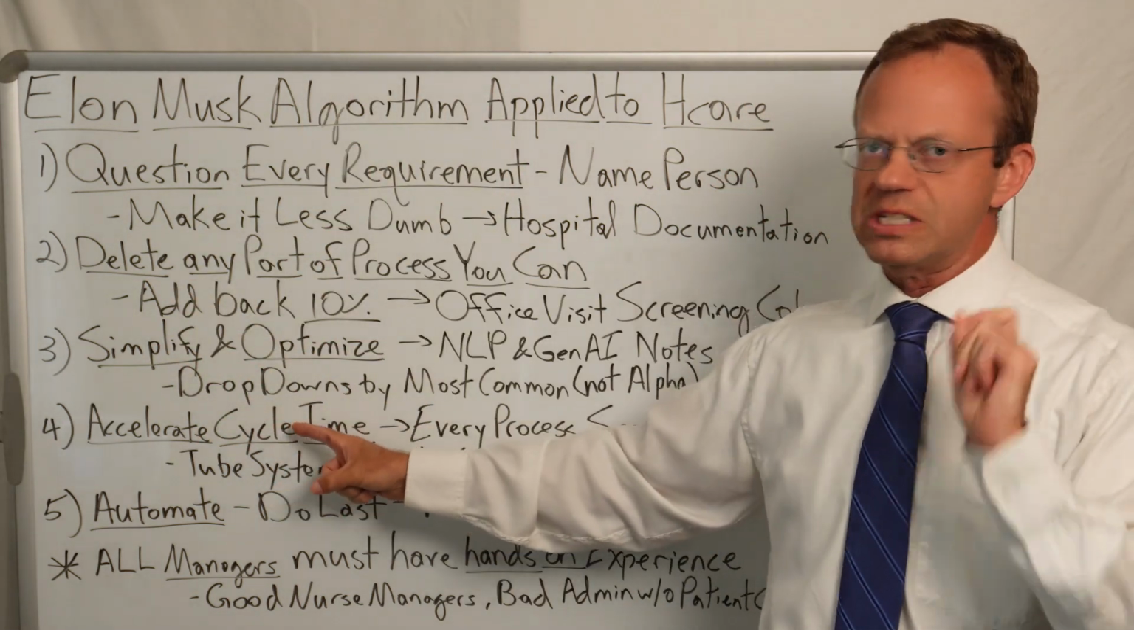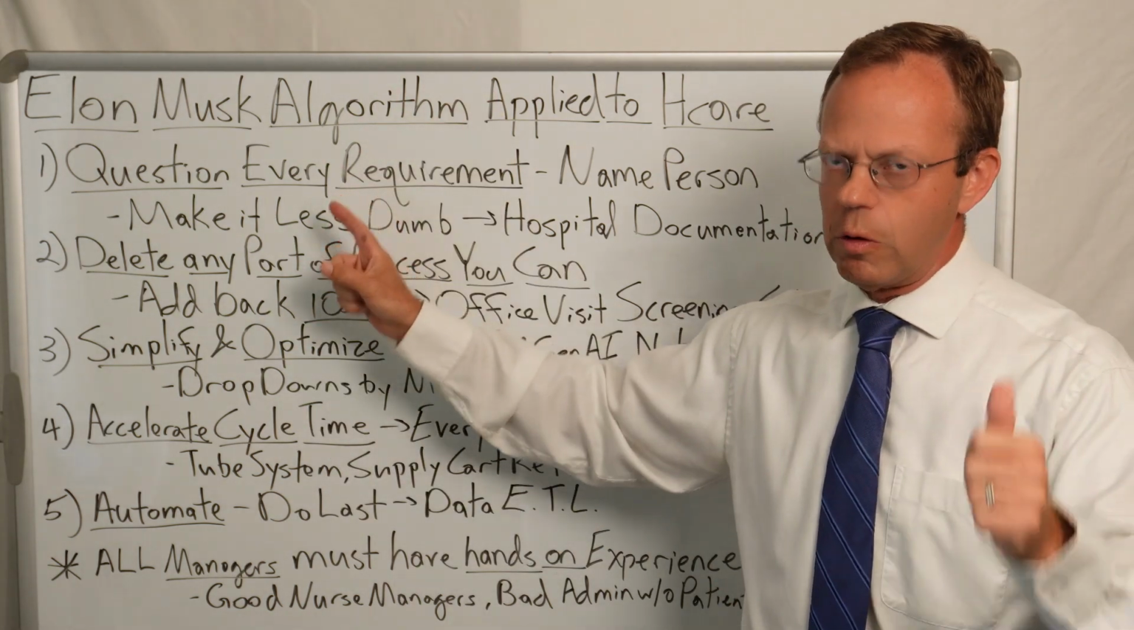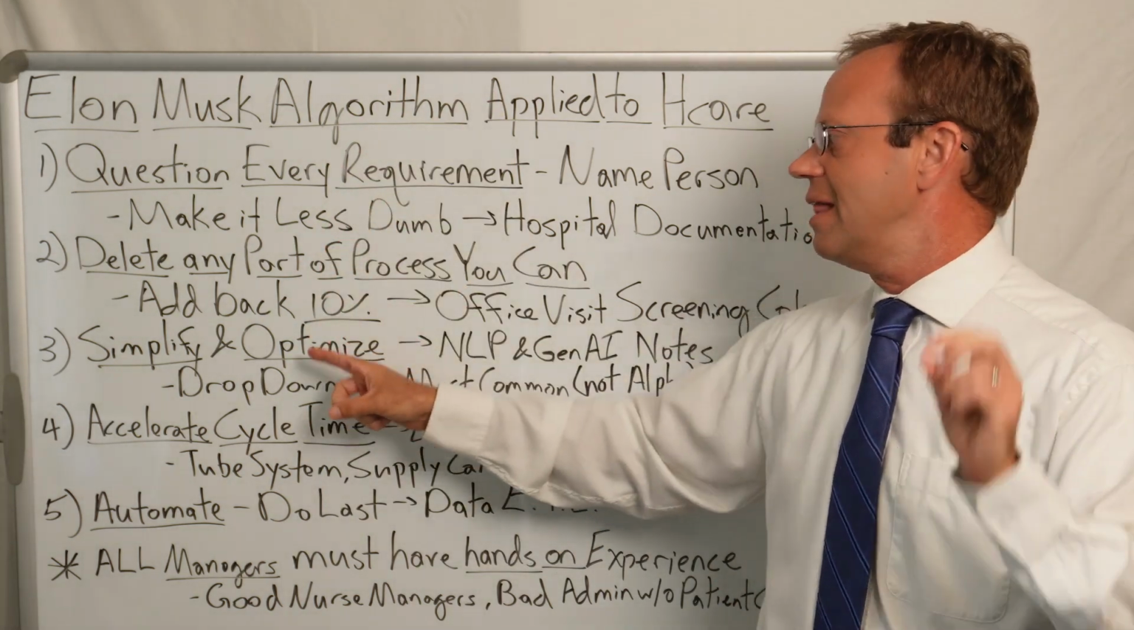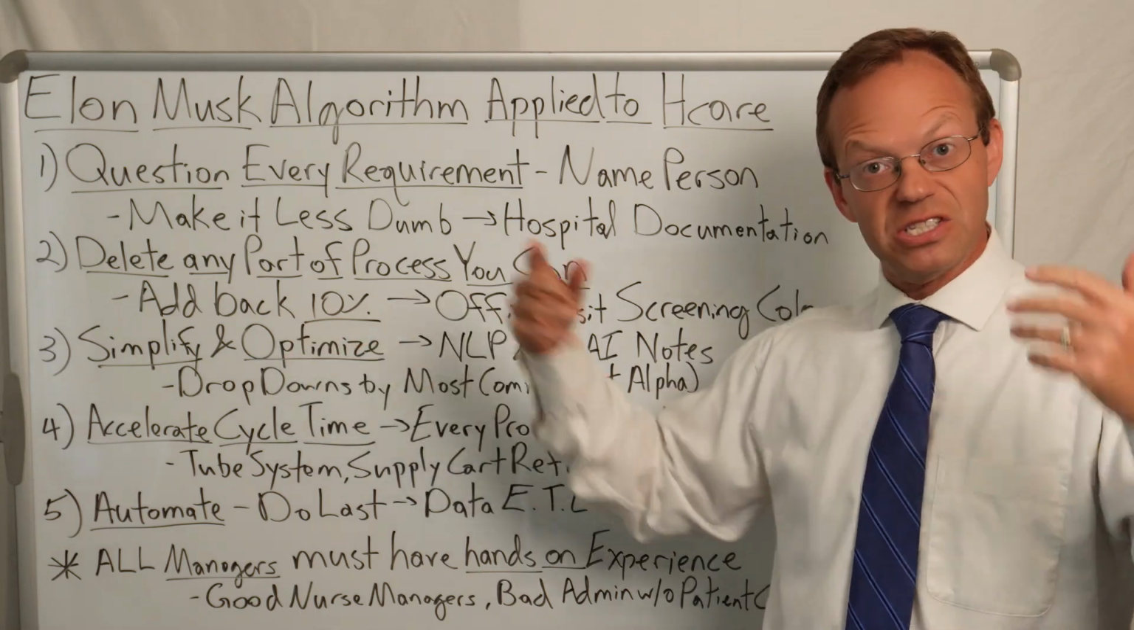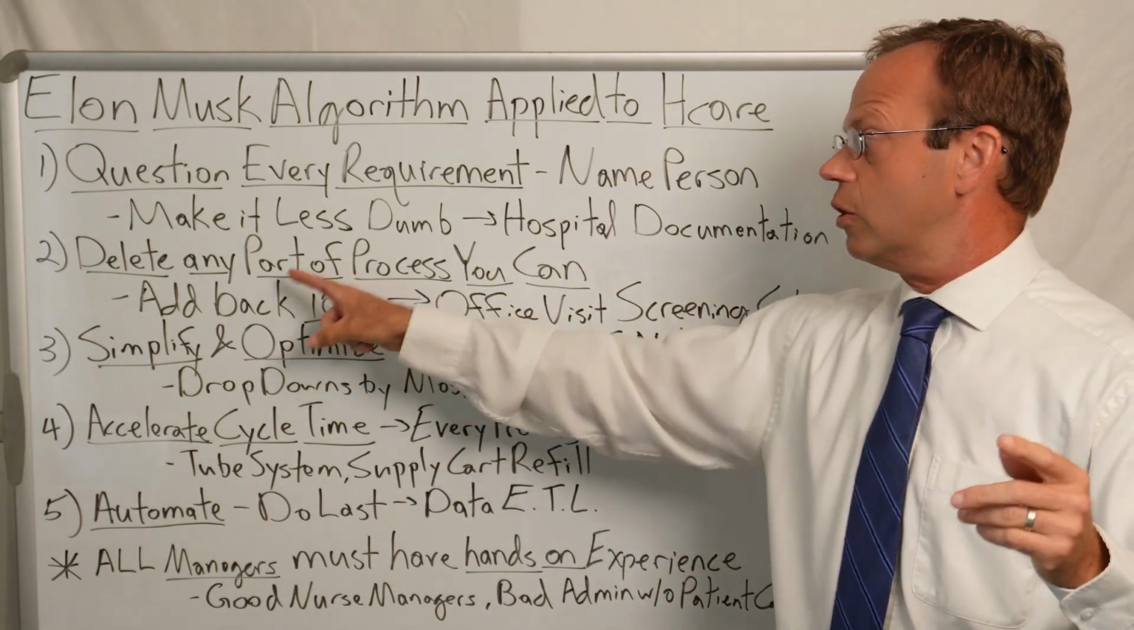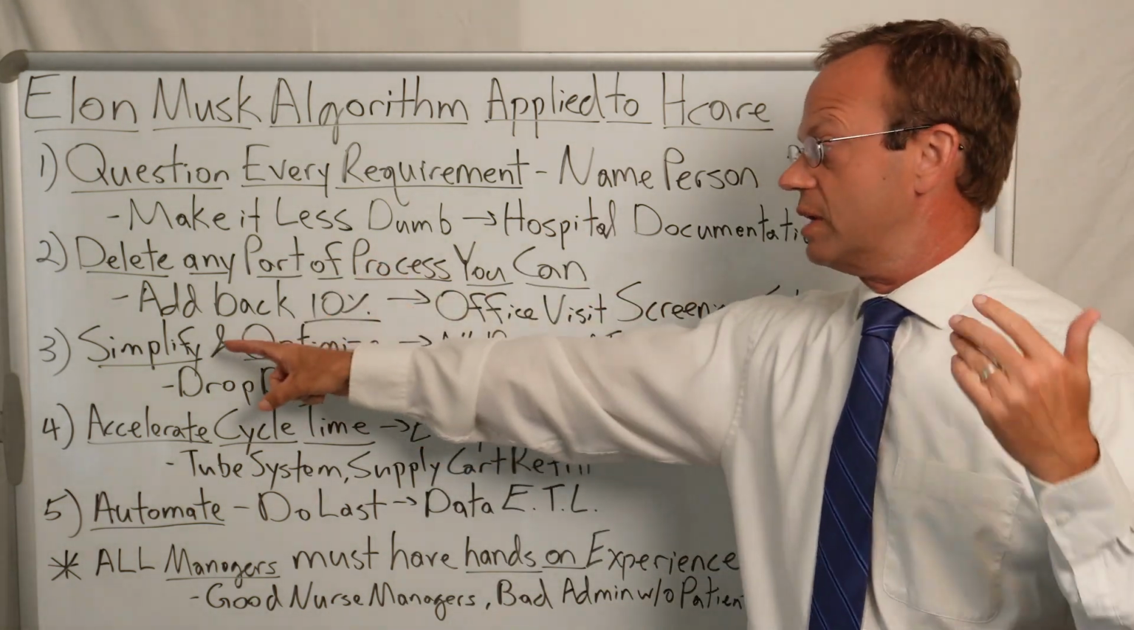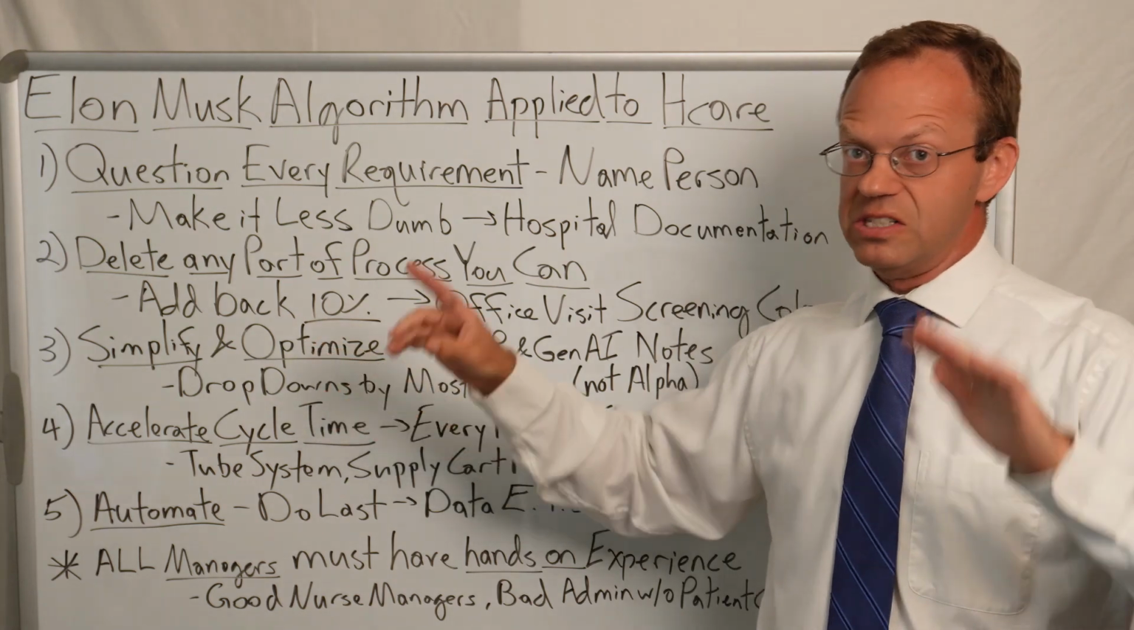Notice that these go in a specific order. So first you question the requirement, then you get rid of the stuff that doesn't need to be there, then you're going to simplify and optimize the stuff that actually does need to be there, okay? So you got to delete first, right? Because you don't want to simplify and optimize a part of the process that shouldn't be there in the first place.